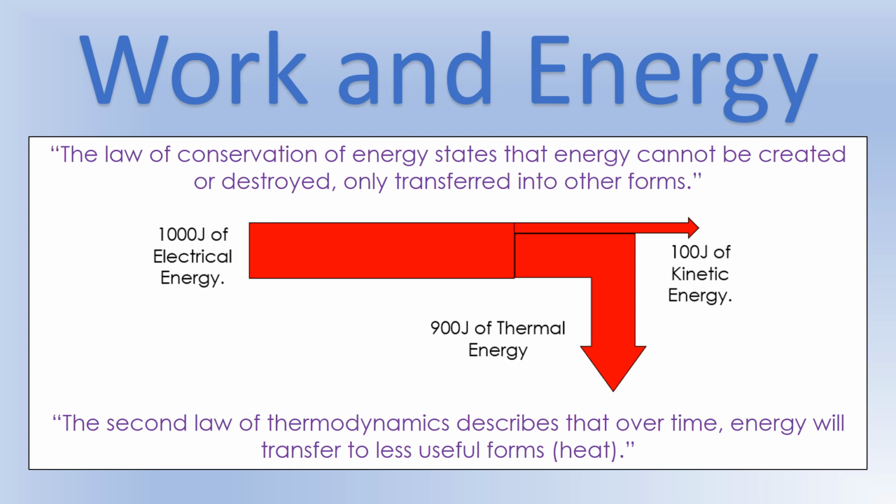The second rule, the second law of thermodynamics, in fact, describes that over time, energy will transfer to less useful forms. So any time you transfer energy from one form to another, you're going to produce less useful forms, and that's often in the form of thermal energy. Okay, so those are our two kind of laws of energy.